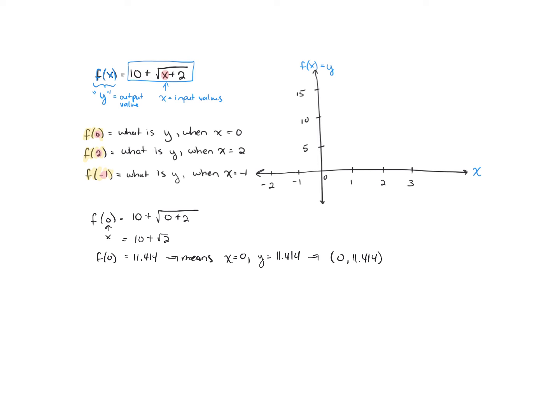So I can graph this point on the graph. I'll use red here to graph it. When x is 0, I'm going to go up. This is about 11.414. I'm going to graph that point there. So that's that first point.